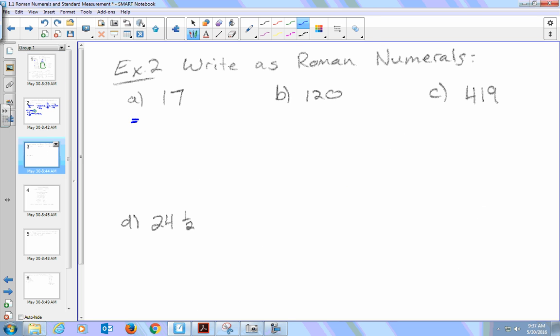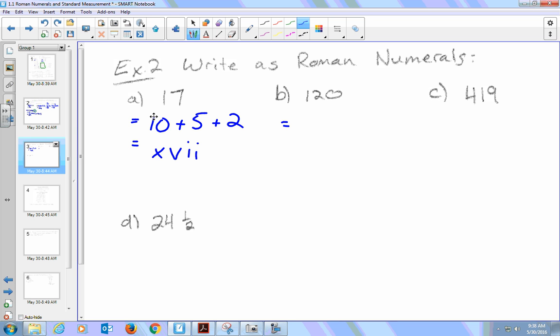Okay, so coming back here, we want to break this 17. Well, we can break that down into a 10, and that leaves us with 7. So if we take a 5 out of that, we have 2 left over. Okay, so now we know 10s are X's, 5s are V's, and 2s are I's, so we need 2 I's, and you get XVII.